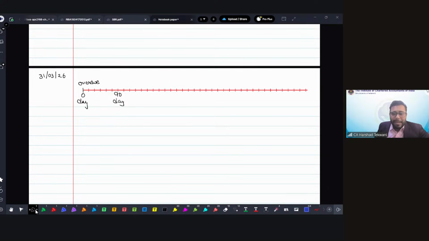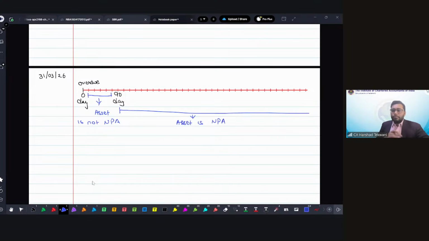For this particular period, from here to here, the asset is not an NPA. Beyond this, the asset is NPA, non-performing, basically. So till the 90th day, I am saying it is not NPA. Beyond 90, it is NPA.